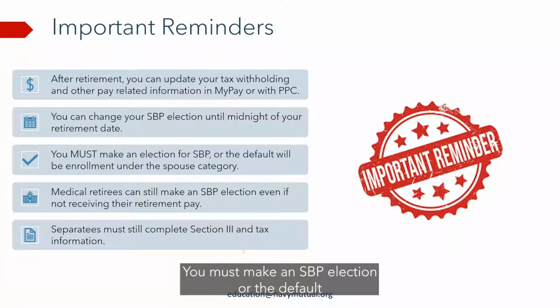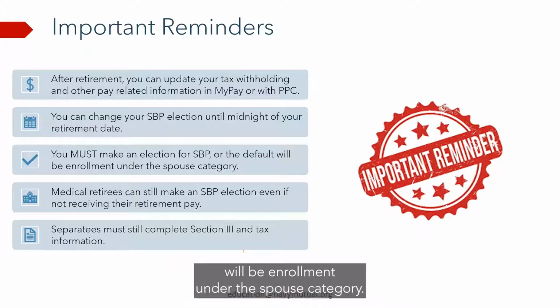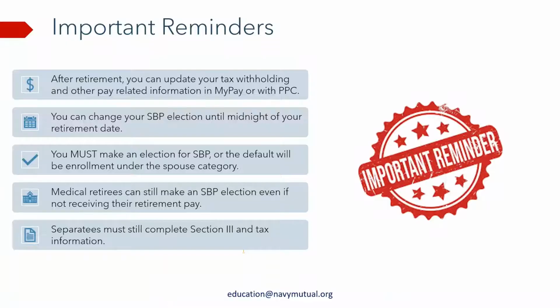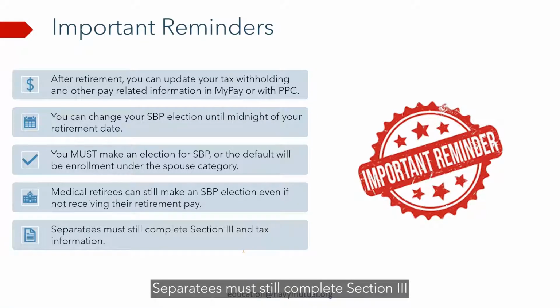You must make an SBP election or the default will be enrollment under the spouse category. Medical retirees can still make an SBP election even if they're not actually receiving their retirement pay. Separatees must still complete Section 3 and the tax information on the form.